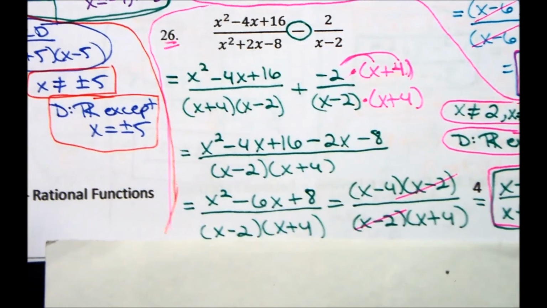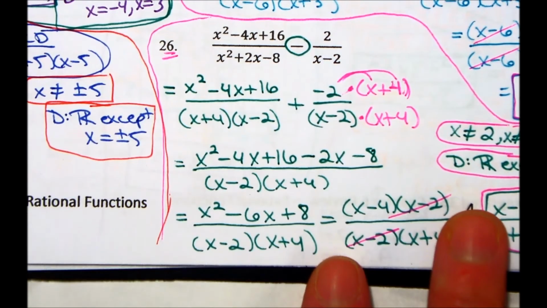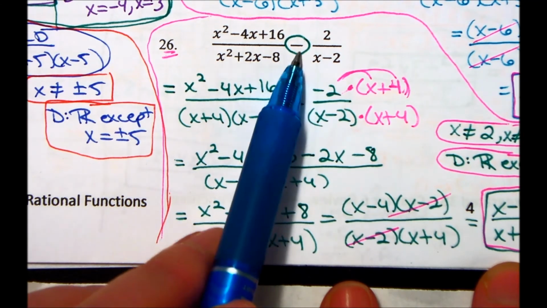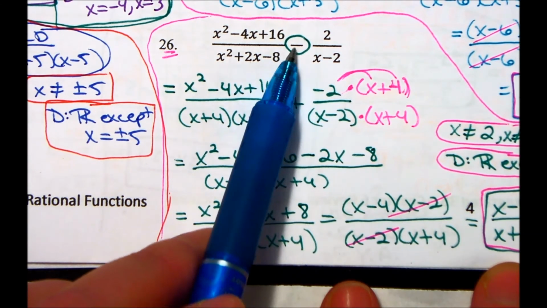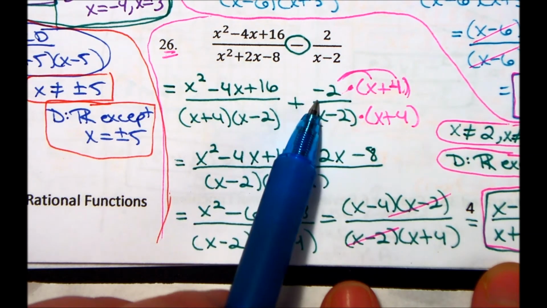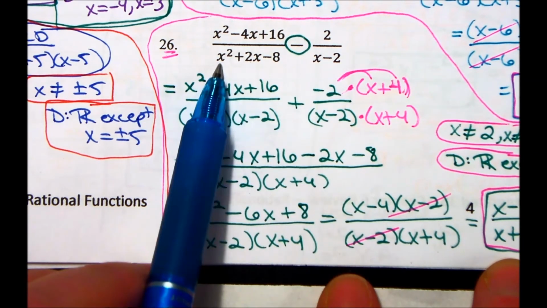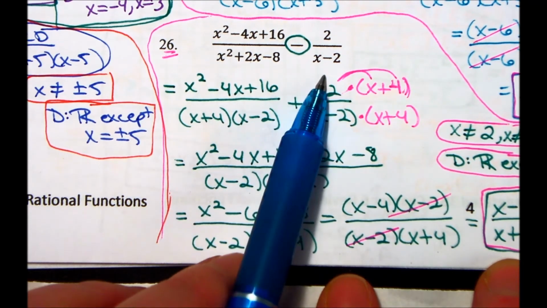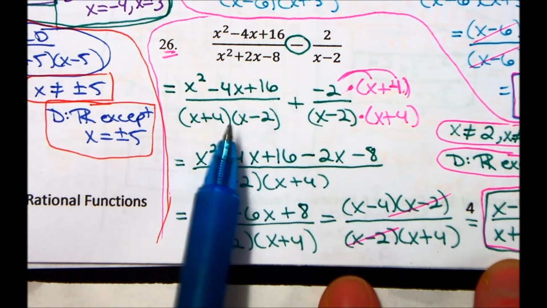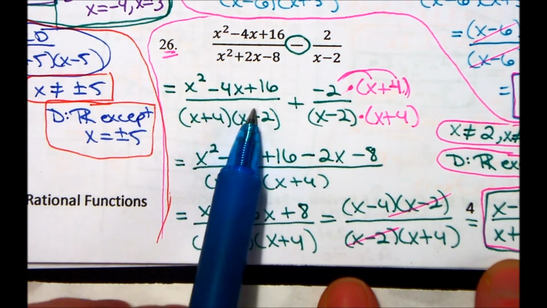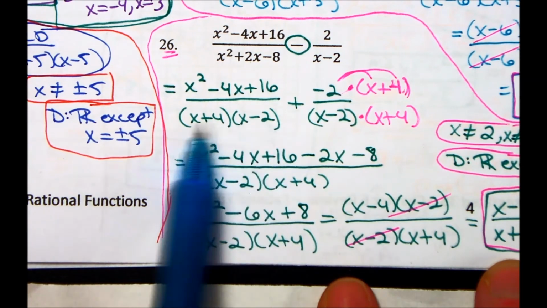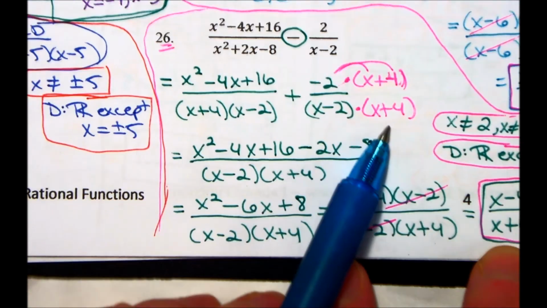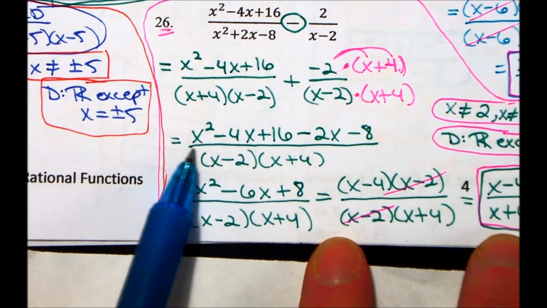For number 26, we have another subtraction problem. So I changed that negative to a positive, or changed the subtraction to addition, but put that negative in the numerator with the 2. Now I'm going to factor this denominator into x plus 4 and x minus 2, and that x minus 2, just bring it down. All right, so now looking at our denominators, this fraction already has both factors in the denominator. This one, in order to make it the same, has to be multiplied by x plus 4. So this numerator doesn't change.